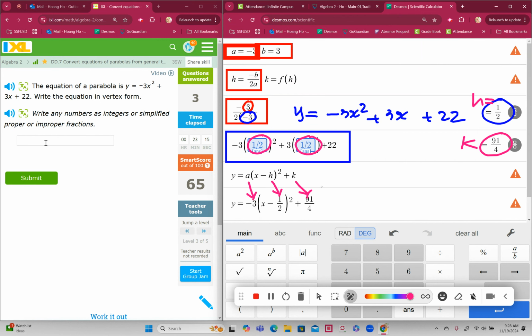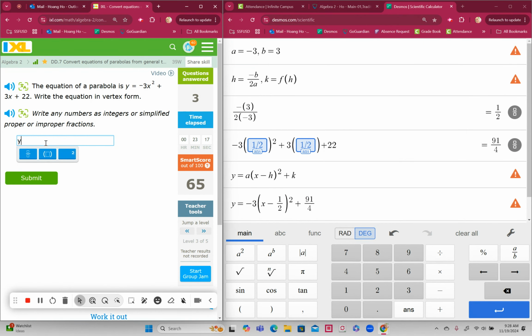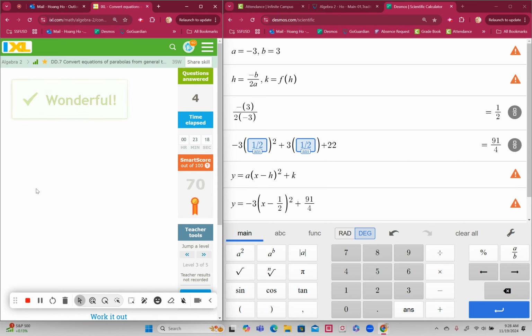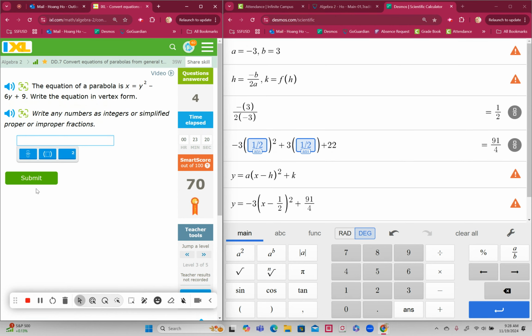So now I put in my answer box and then I'm done, you guys. Negative 3, x subtract 1/2. I can use this 1/2 to make it look nicer. It's not a big deal. Make sure I close parentheses. Make sure I put power 2. Do not forget the power 2. And then I put plus, I put a fraction again, 91/4. And then I'm done. Submit. Voila. So let's do one more.